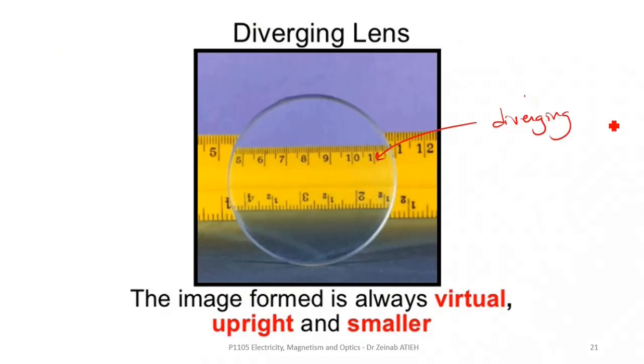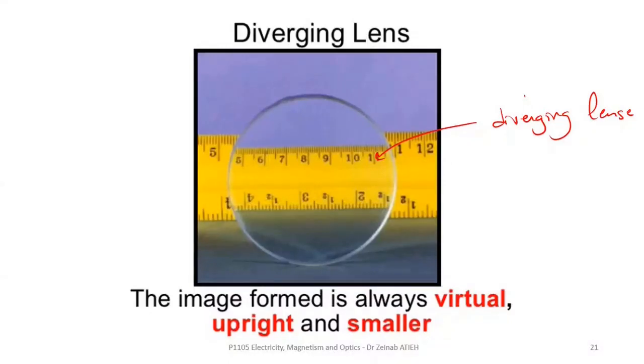Diverging lens. So you can see that the image is smaller in size, and it is erect, meaning the numbers are not flipped. Okay, and it is virtual. I always see the ruler behind the bottle, I see the ruler in front of the bottle. Okay, so it is a virtual image.